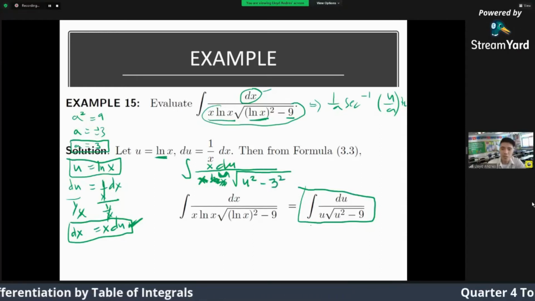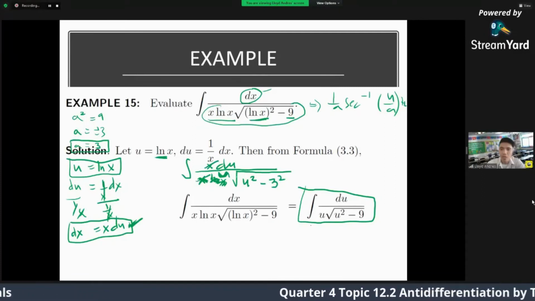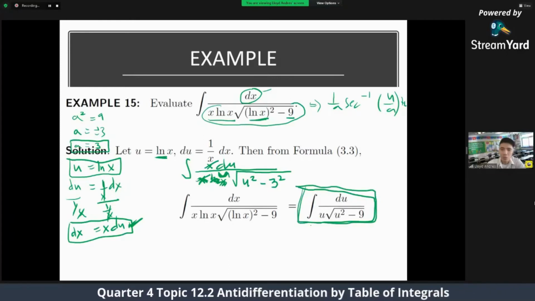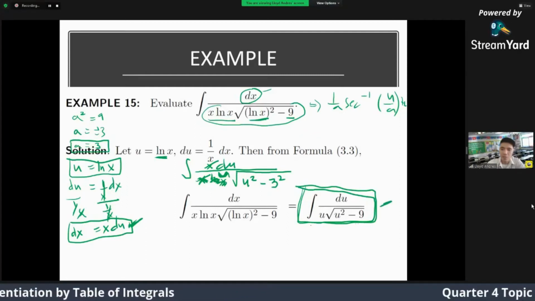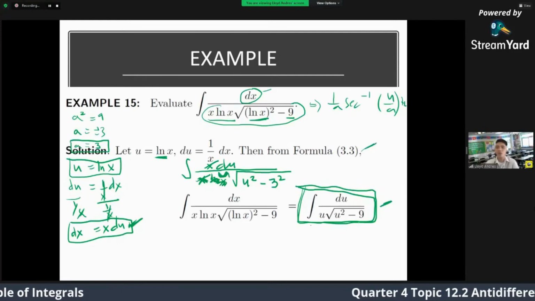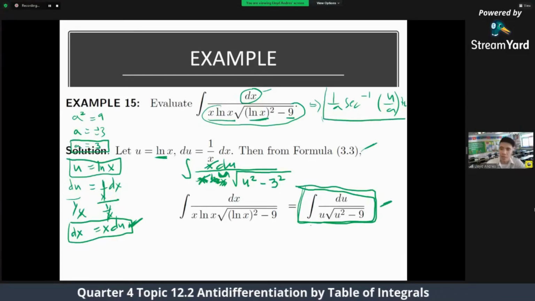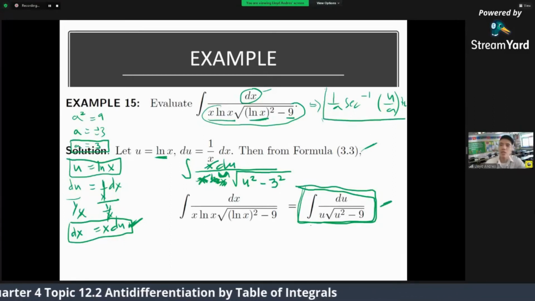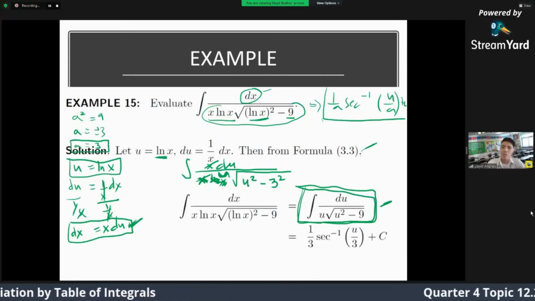So mo nang ang x man god ma-cancel out. So mo nang wala na yung x dari nga part. Tapos u na lang, u squared minus 9. So based from this, kani nga pattern is the pattern sa atong formula 3.3, which is ang iyahang equivalent is kani nga pattern pod. 1 over a secant inverse of u over a plus c. So, gigamitan na lang ato nga pattern.